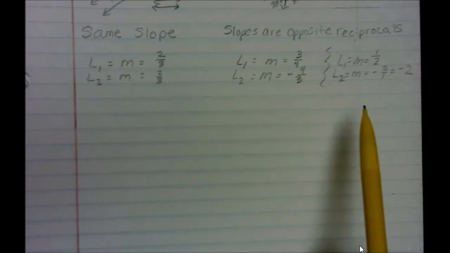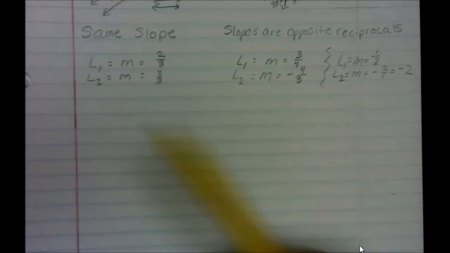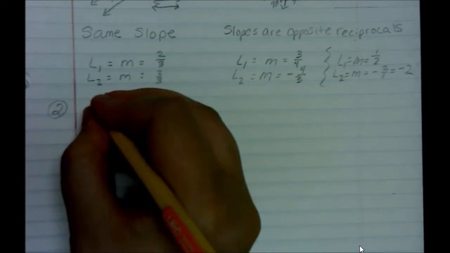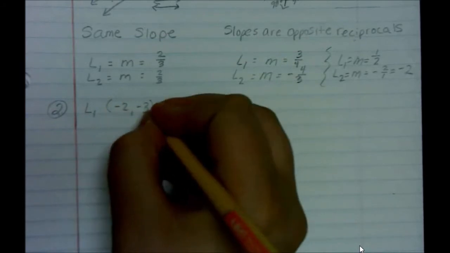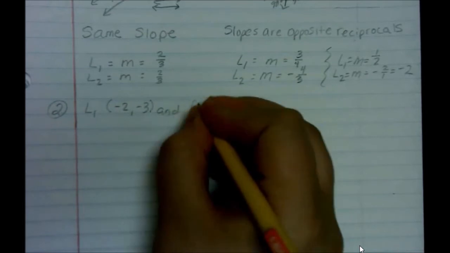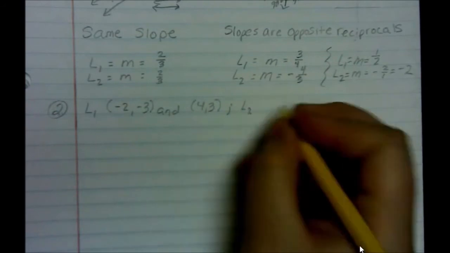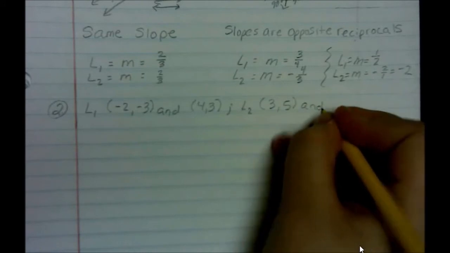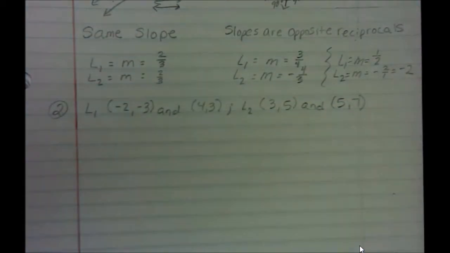If the lines do not meet either of these criteria, then that means we're going to put neither for our answer. So number 2 says that we have L1 goes through (-2, -3) and (4, 3). Then we have line 2 that goes through (3, 5) and (5, 7). So we have to find the slope of each of these lines.